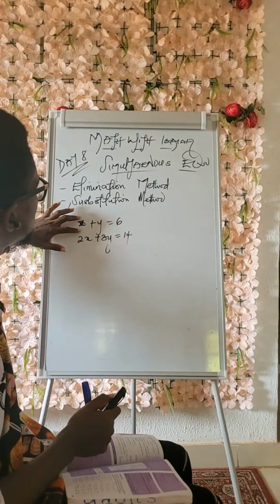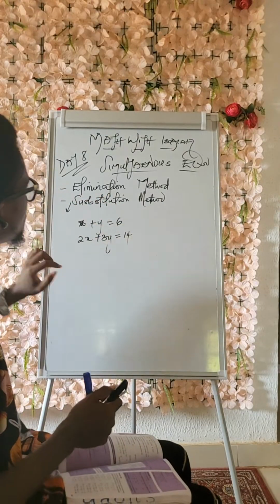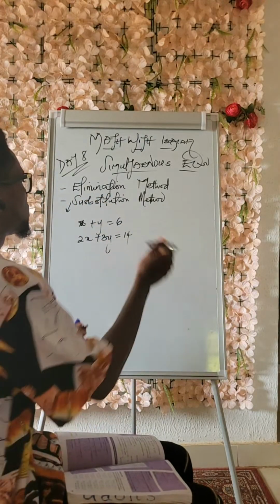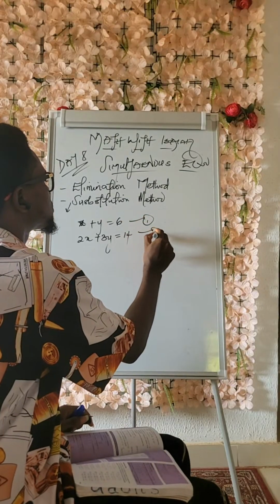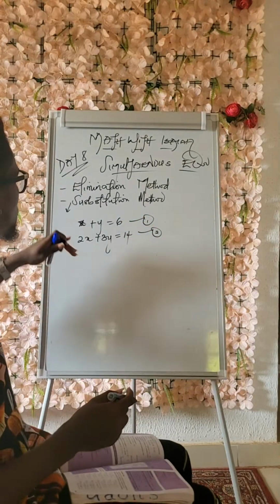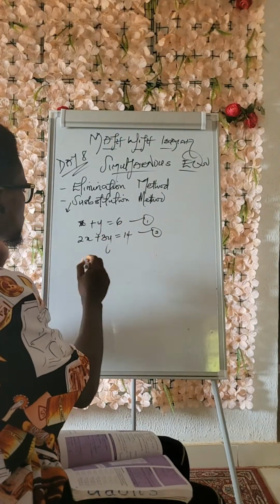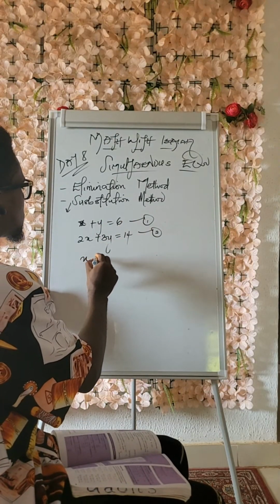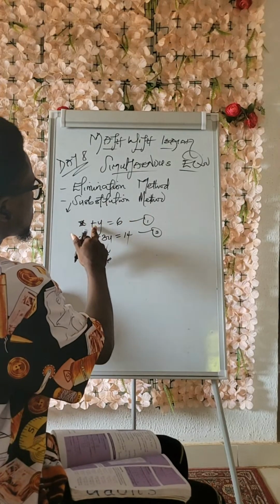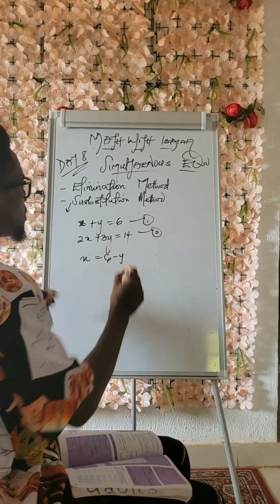It just means you need to make something the subject of the formula. So for instance, look at this. How would you make x the subject of the formula? This is equation 1, equation 2. How would you make x the subject of the formula? I want x to stand alone. What does that mean? You have to move this outside, right? So you'll be having x equals 6. When this one comes, it becomes minus y. Am I right?